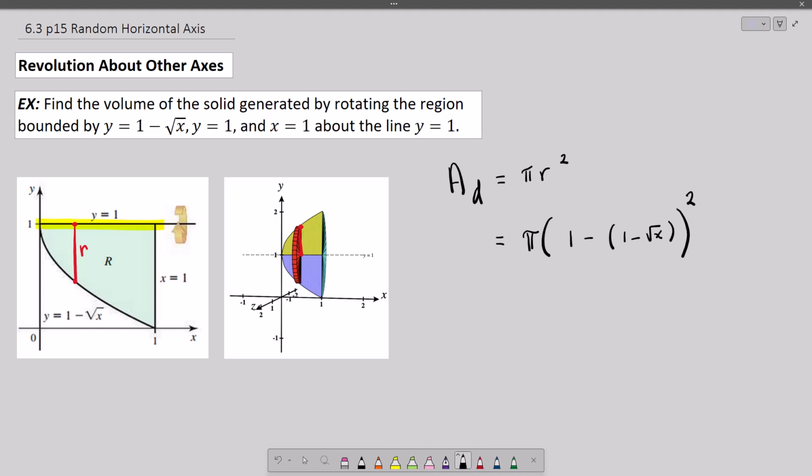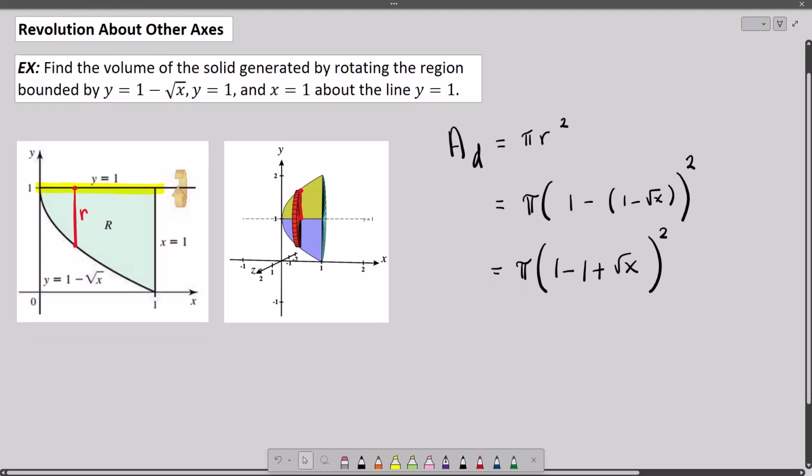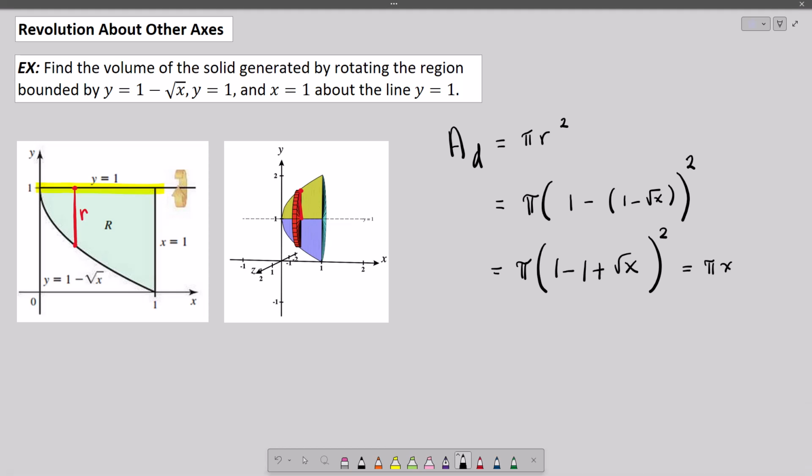So when we do that, we don't need to worry about doing things backwards. We don't have to try to do something backwards to undo the geometry or something like that. We just have to stick with the right minus left and the upper minus lower. Here we get some nice simplification. This is all going to turn into pi times x. So that'll be the area.